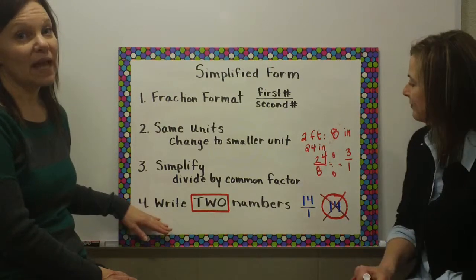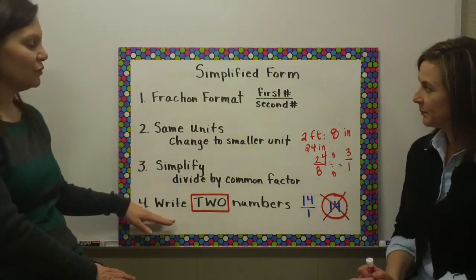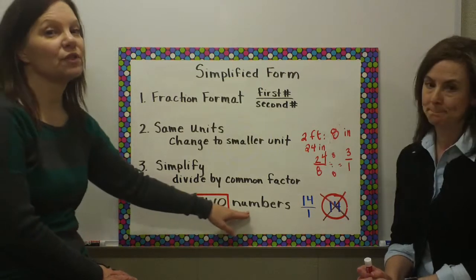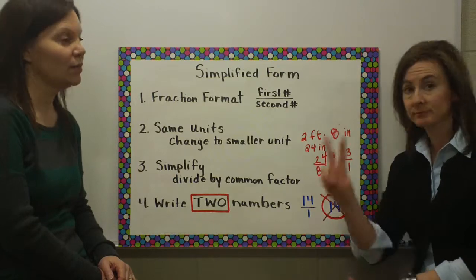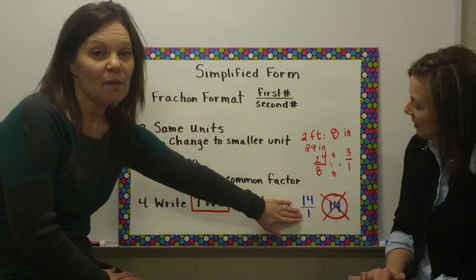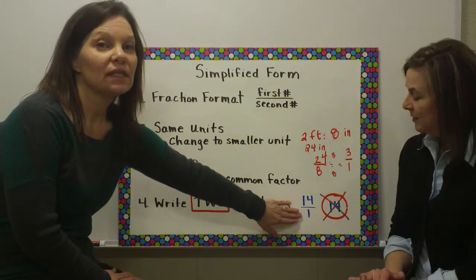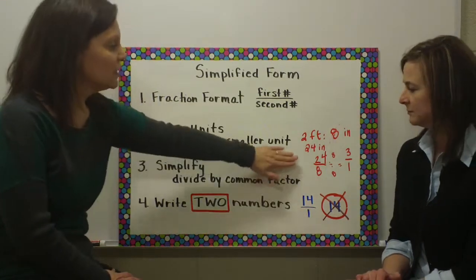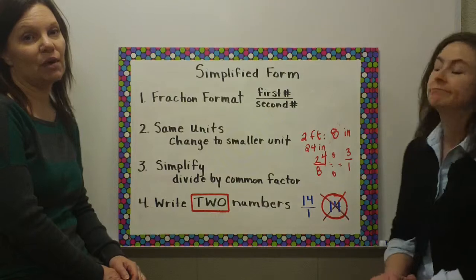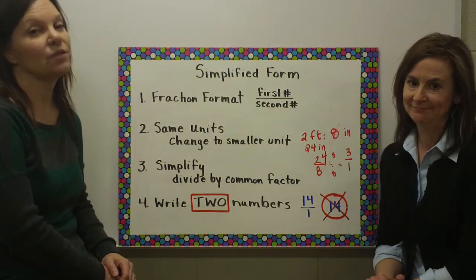Which brings us to our last step, which is you always have to write 2 numbers for a ratio, because remember the definition, we're comparing 2 numbers. So even if the denominator is 1, you need to leave the denominator there. We are not going to write it as 3, which is the same as the sample where she left it 3 to 1.